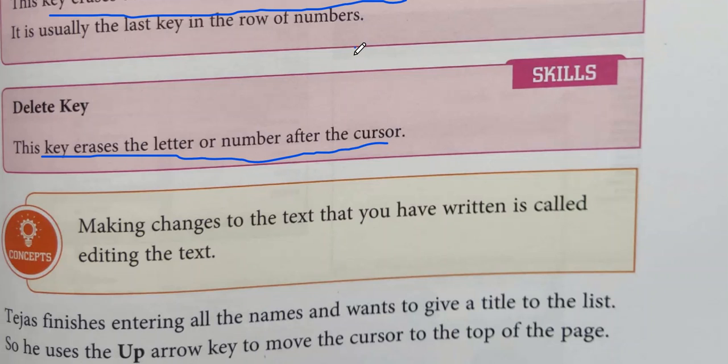So if this is the cursor, then backspace key is used to erase the letters which are left to it. And if I want to erase the letters which are right to the cursor, then we will use delete key. For left we will use backspace key, and for right we will use delete key.